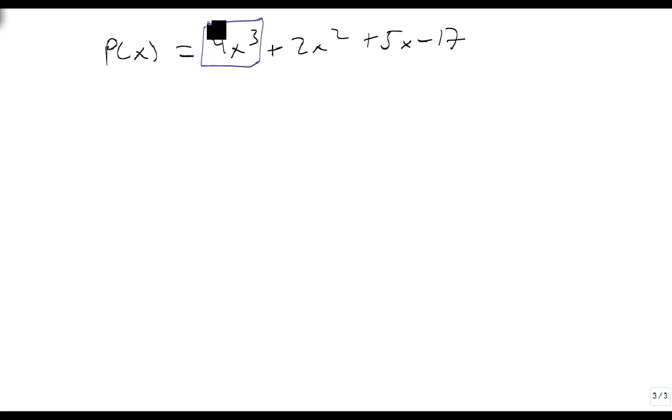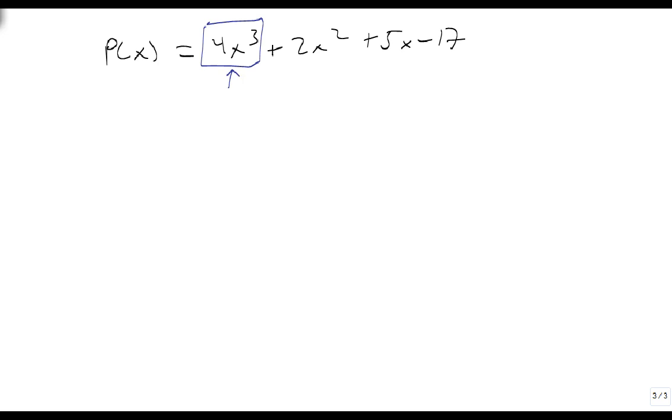So let's look at a function. Let's say p of x equals 4x cubed plus 2x squared plus 5x minus 17. What we want to talk about is the fact that this isn't a power function, but the end behavior all relies off of this term right here, because as x gets larger and larger, this term becomes more and more important.